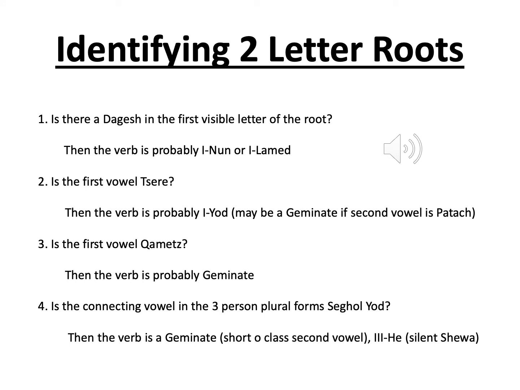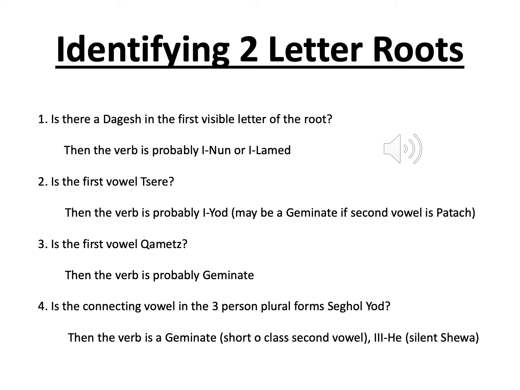Here are some helpful questions to ask when trying to identify two-letter roots in the imperfect. Is there a dagesh in the first visible letter of the root? If the root letter that is first visible is not the first letter of the actual word, then it is probably an assimilated nun or lamed. Vocabulary will help you to know if this is the case because you will know words that start with nun or lamed that you can try. If, as it turns out, the first visible root letter is the actual first root letter of the verb, it is probably a geminate, especially if the preformative vowel is a short vowel.